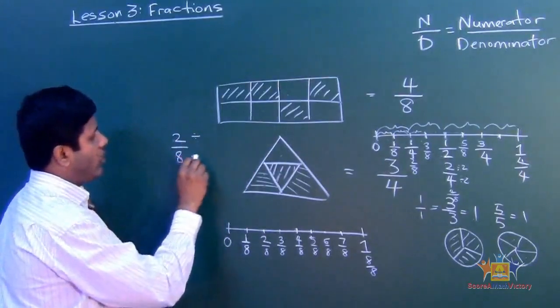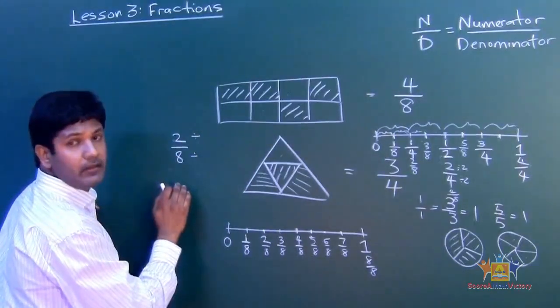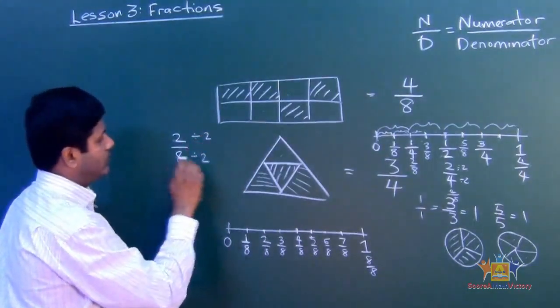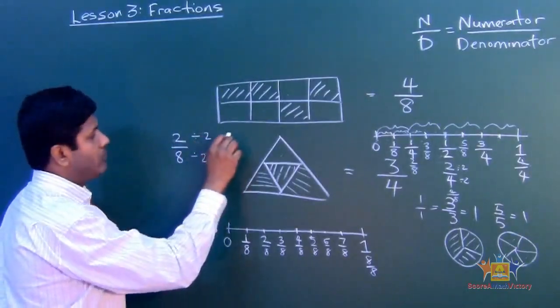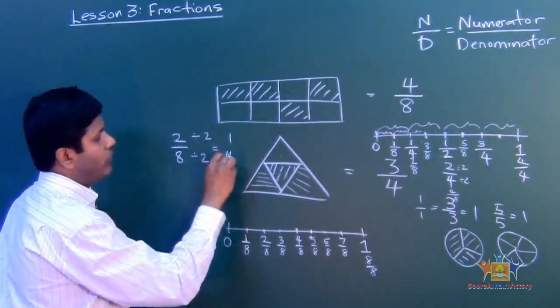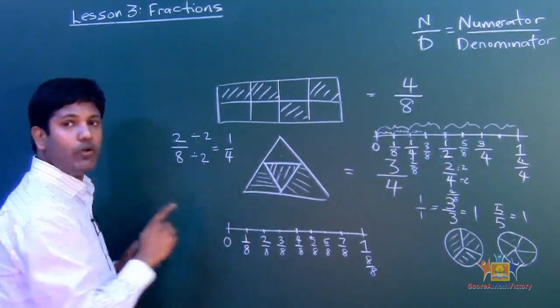I'm going to divide by a common number that both can be divided by, which is what? 2. 2 divided by 2 gives me what? 1. 8 divided by 2 is 4. So 2 over 8 is also 1 over 4.